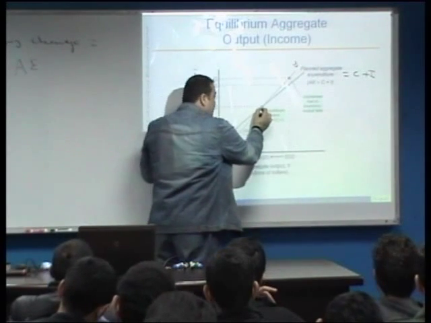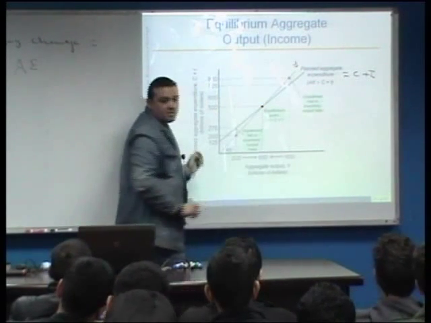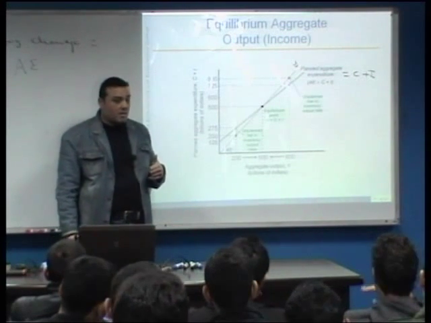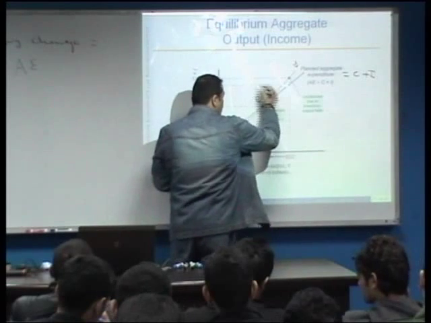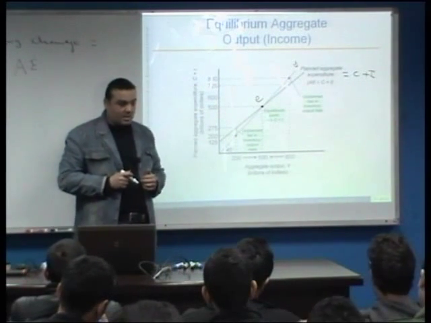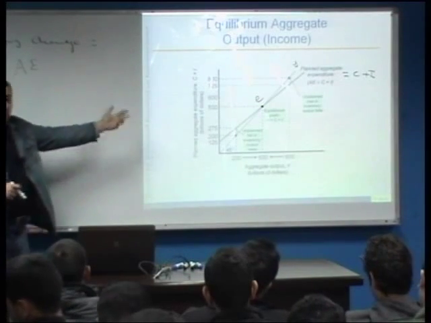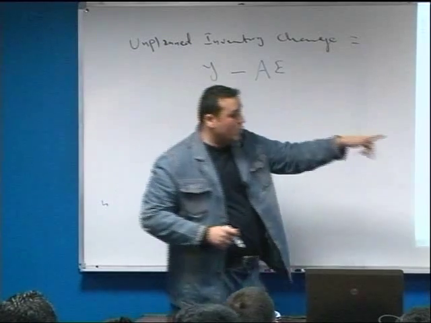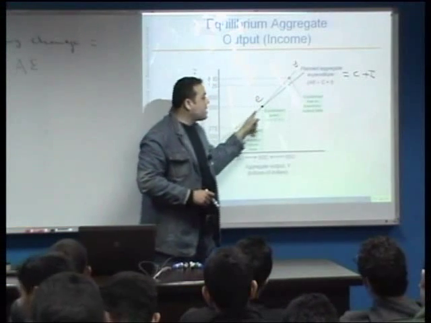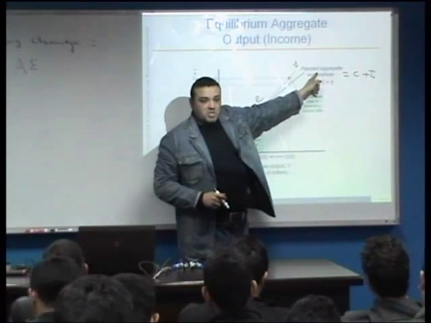Where is the equilibrium achieved, as you see? When Y equals aggregate expenditure. This is the equilibrium point, right? Suppose it was point E as equilibrium. Yes, exactly. So the equilibrium, as you see, is achieved when Y, or aggregate output, equals the aggregate expenditure, or the planned aggregate expenditure.